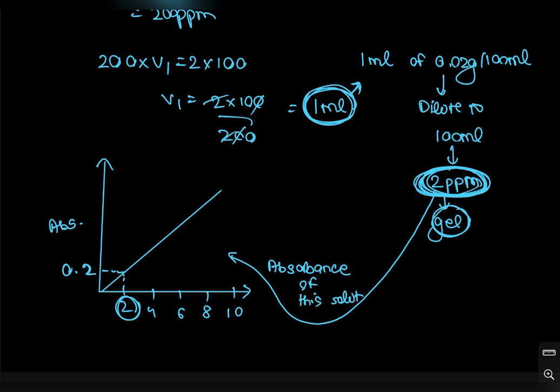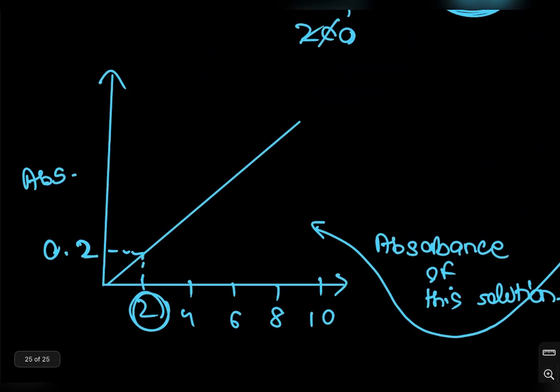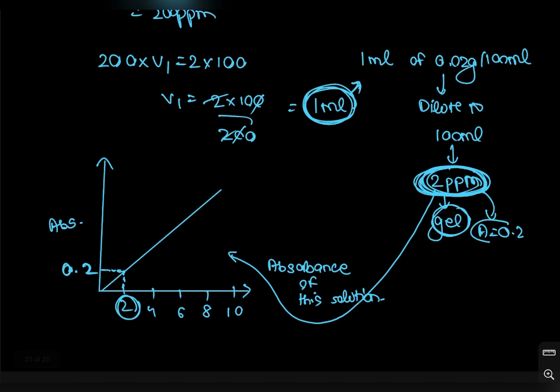Let's say you measured the absorbance of this solution and it turned out to be 0.2. If this turned out to be 0.2, then as you can see here, the 2 ppm solution has an absorbance of 0.2 even for a standard paracetamol solution, right? So what that means is that this absorbance 0.2 is for 2 ppm, which means that this is 100% pure.